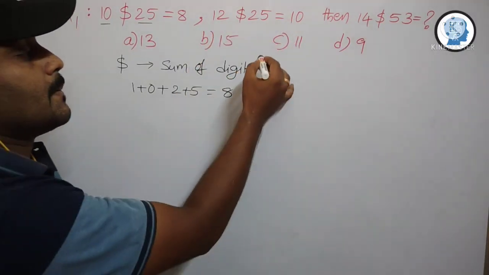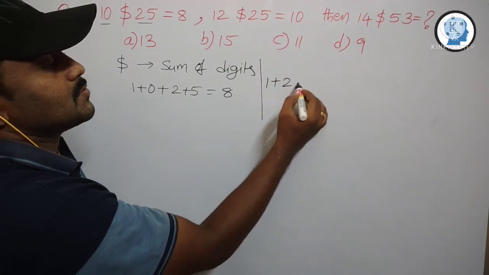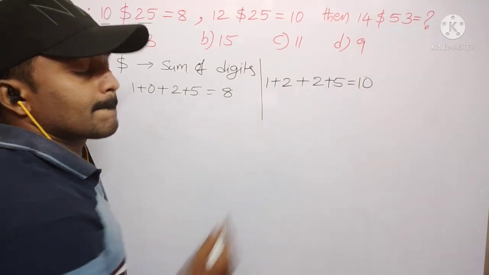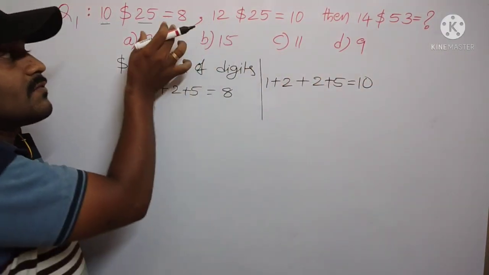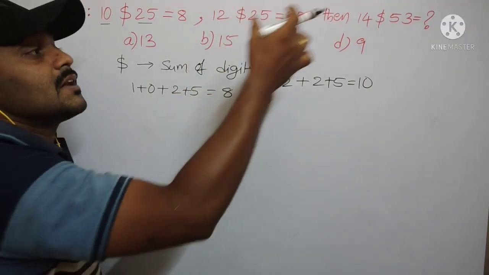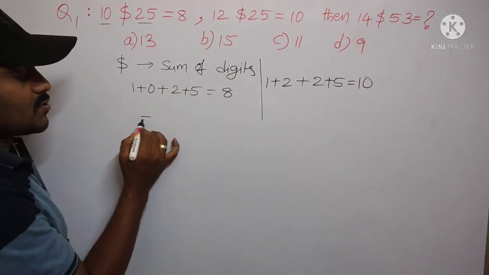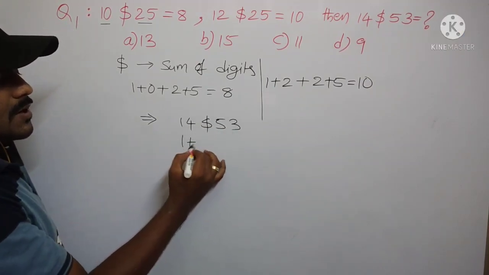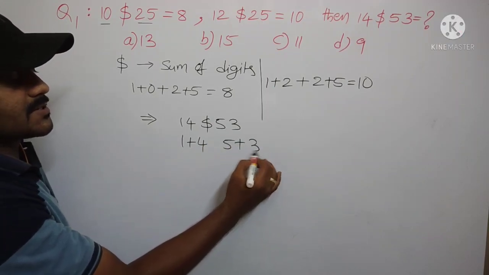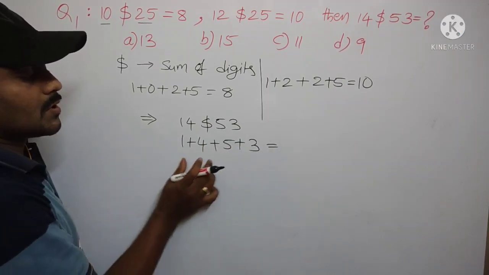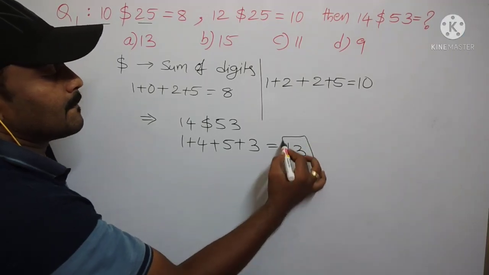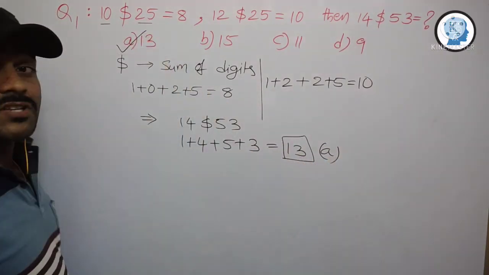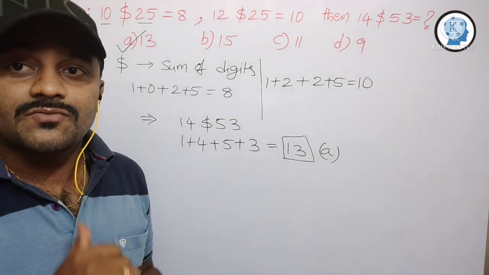Same thing if you do here: 12 means 1 plus 2, plus 25 means 2 plus 5, which gives you 10. The same logic holds for the first expression as well as the second expression. Then we have to apply it for the final question, that is $14.53. So 14 means 1 plus 4, 53 means 5 plus 3. Both added, you will get 13. So 13 is the answer, which is option A. Hope you understand this first problem.